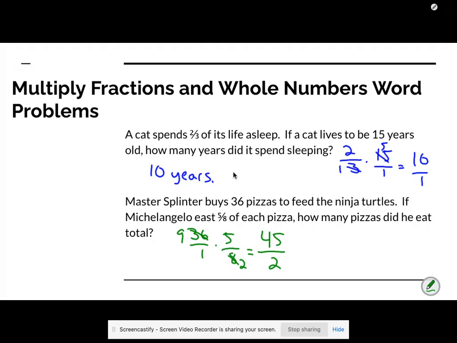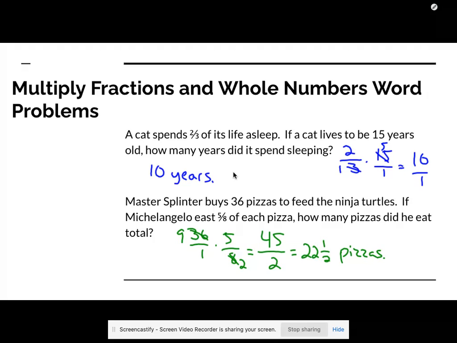So now I can try to do this mentally. I could do a long division problem. Either way that I feel comfortable. Well, let's see. 22 times 2 is 44. So I'm going to do 22 and 1/2 pizzas. And that would be my final answer.